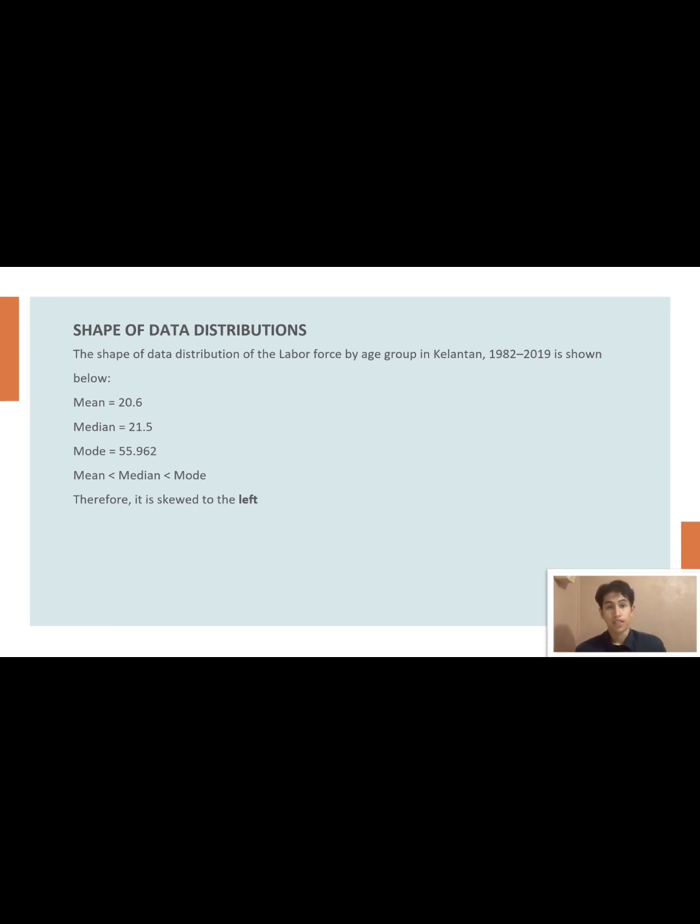For shape of data distribution, the shape of data distribution of the labor force by age group in Kelantan 1982 until 2019 is shown below. For mean, 20.6, median 21.5, while mode 55.962. So therefore it is skewed to the left. That's all. Thank you.